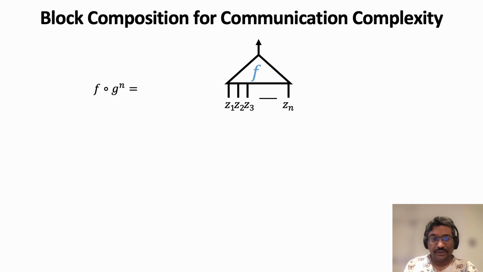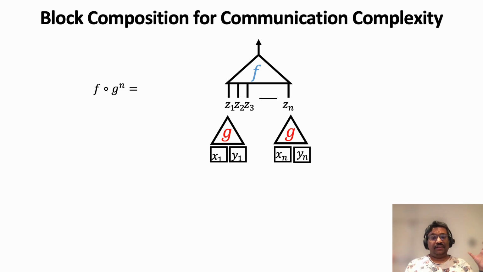Let's say F is a function on n bits that takes inputs z1 to zn. Then we take G to be a two-party function, so there's a natural partition of G's inputs into Alice's part and Bob's part. If you look at the first copy of G, it takes x1, which is Alice's input, and y1, which is Bob's input. So G is a function in the communication setting, while F is a function in the standard decision tree setting.